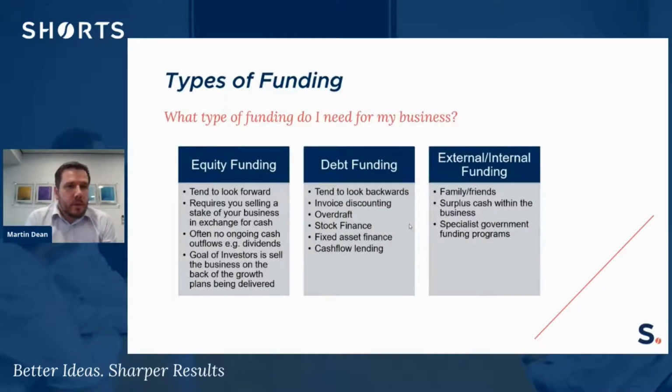So next question really is, what types of funding are there for my growth plans? And what type of funding do I need for my business in particular? So I've broken it down to three main types of funding. So we've got equity funding. So think Dragon's Den. That's going to be an exchange of your shares for cash in that business.